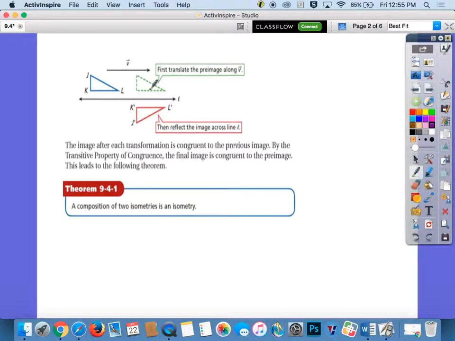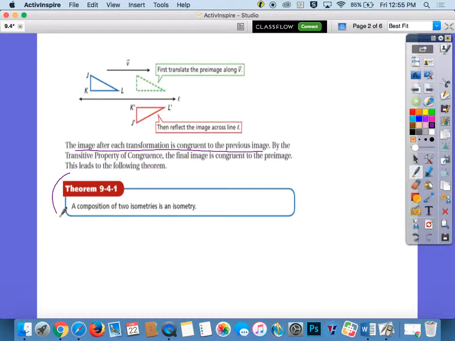One main concept here, guys, is that your image, which is going to be your final image, is going to be congruent to your original pre-image. Okay, so here's your pre-image. It translates to your image. This becomes your new pre-image. It reflects to your final image. Well, this is congruent. This is congruent. So by your transitive property, your original is going to be congruent to your final.